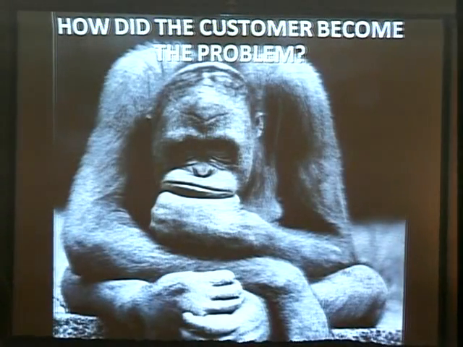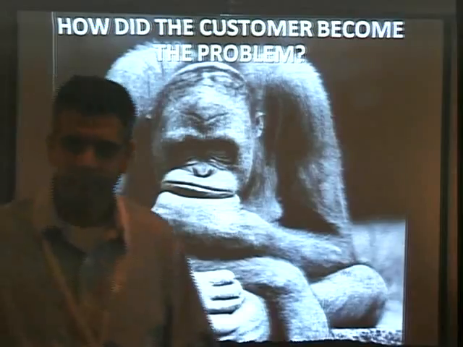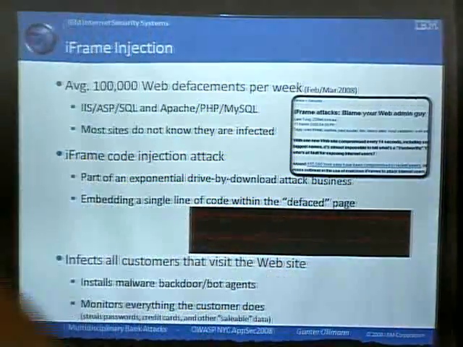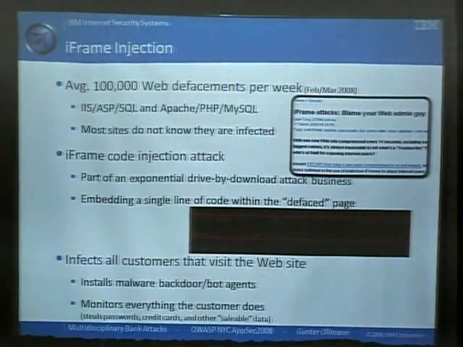So the question evolving from this is, how did the customer become the problem? Your end user, how did they become the problem? iframe injection averaged about 100,000 web defacements per week, and this really started in February, March early this year, and since then it's been fairly constant. We've seen the classic IIS ensembles and the LAMP frameworks being popularly attacked.